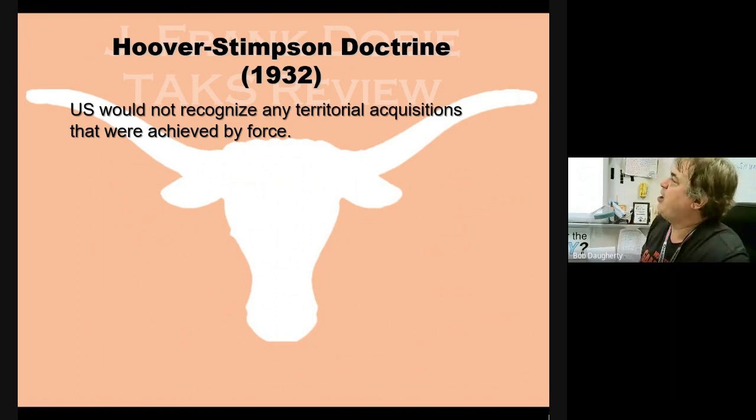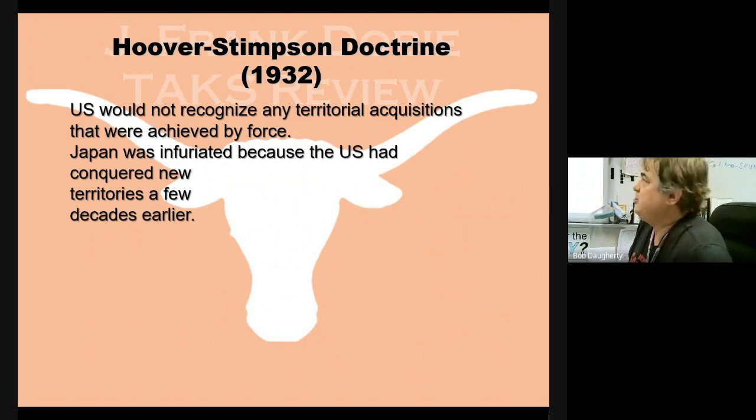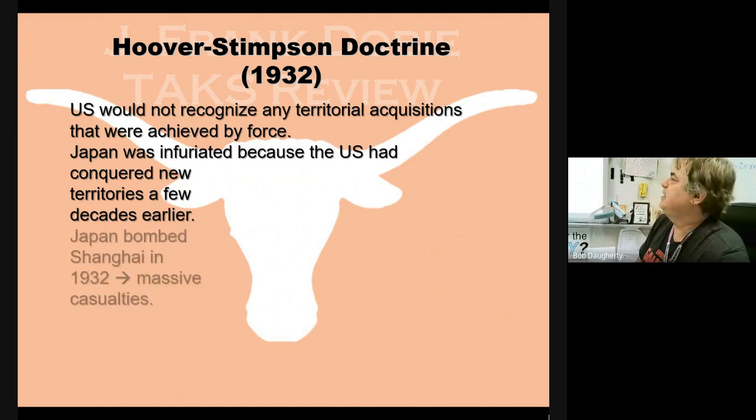The Stimson Doctrine, y'all, basically the U.S. said, look, we will not recognize any territorial acquisition if it was taken by force, okay? So basically we said, look, we're not going to recognize you. Now, Japan sees this as double dealing, like, hey, America, you took over territories like the Philippines. You took over Puerto Rico, right? You basically control Cuba. What the heck's the difference?